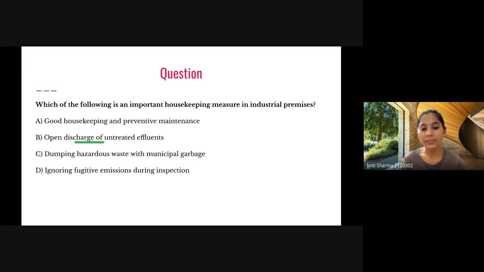discharge in the open is not the right way to control the pollution. Dumping is also not right, and ignoring during inspection is also not right. So the right one is only good housekeeping and preventive maintenance. And we have a list. Let me show you the list.